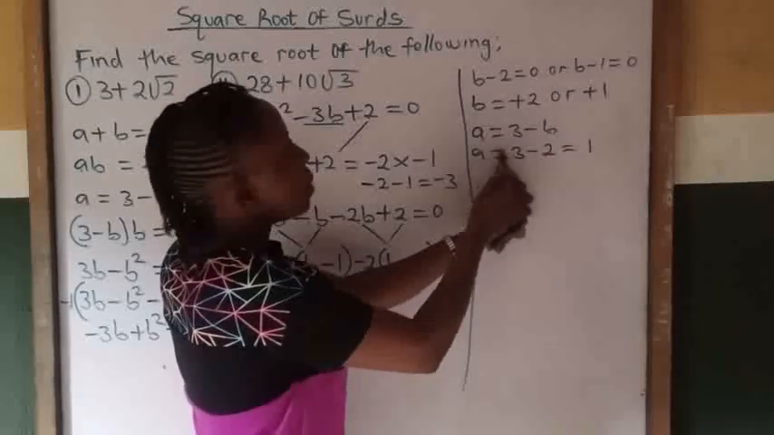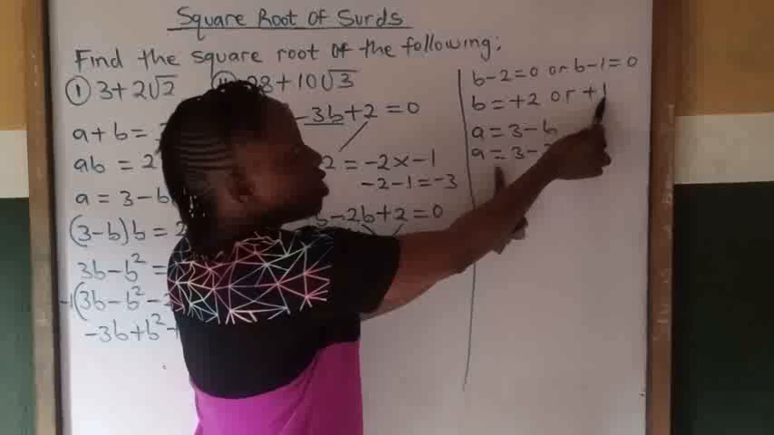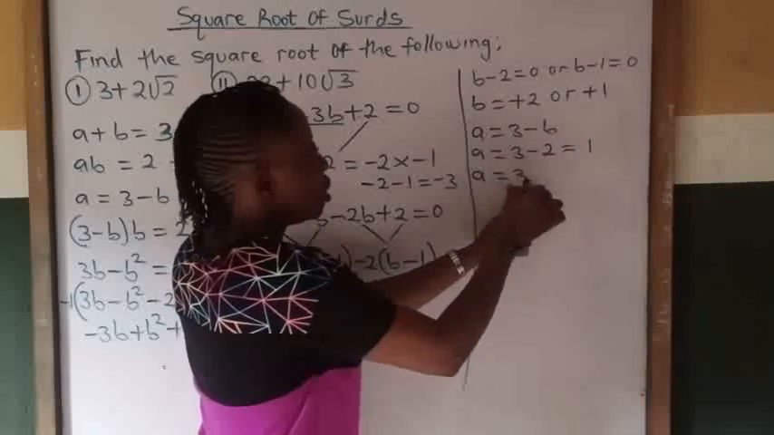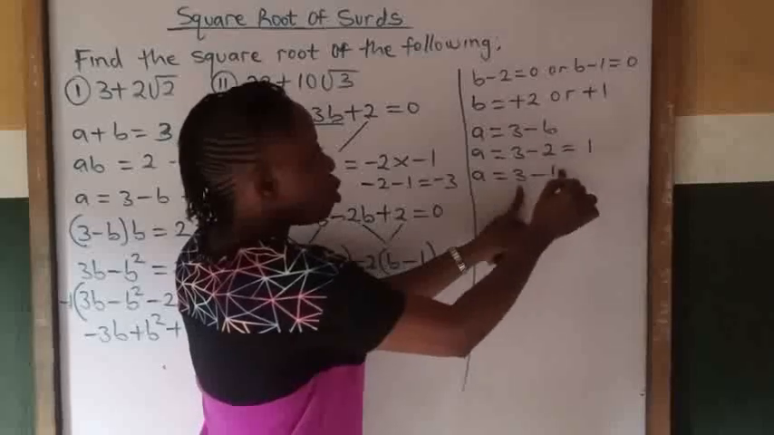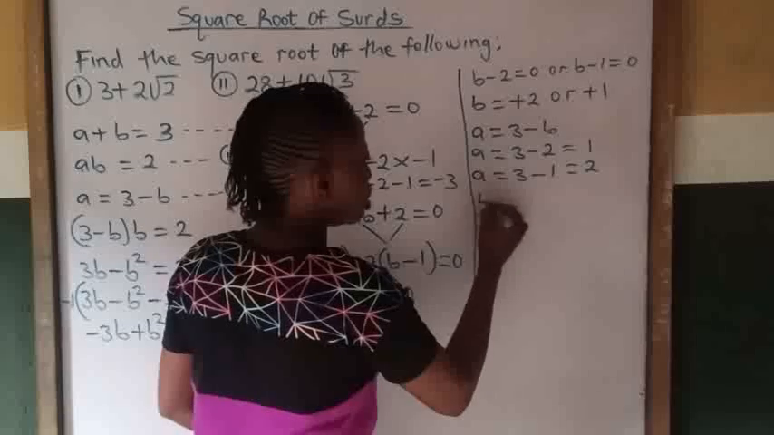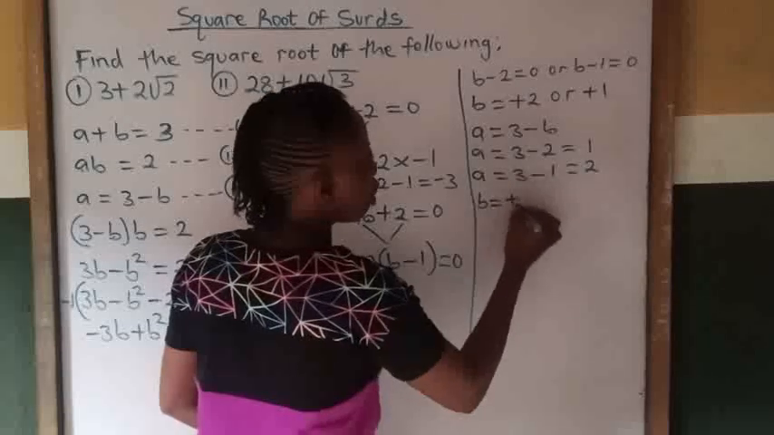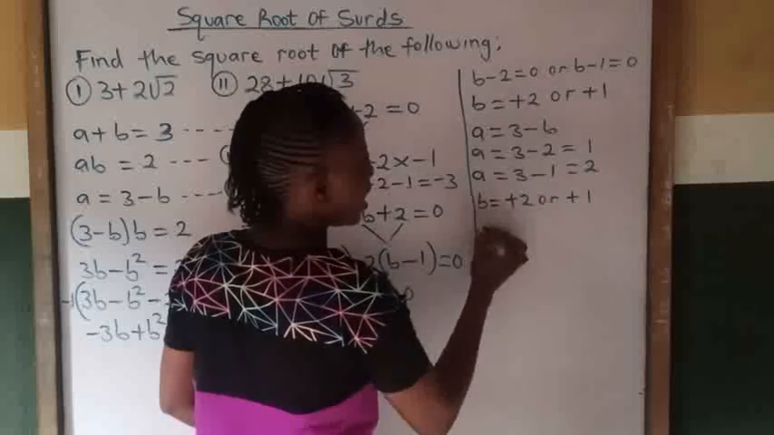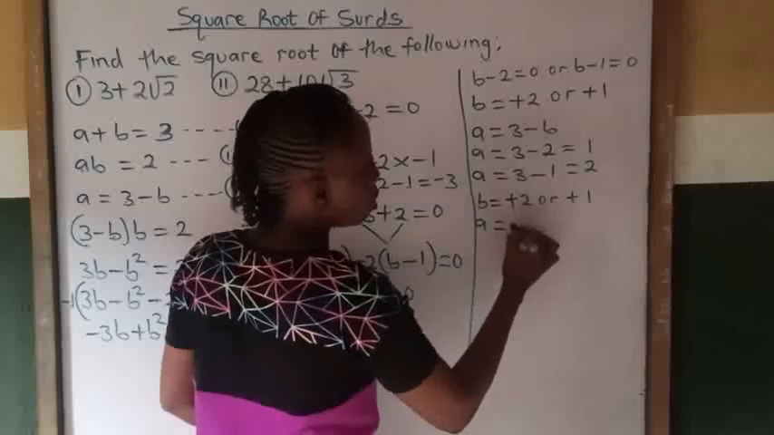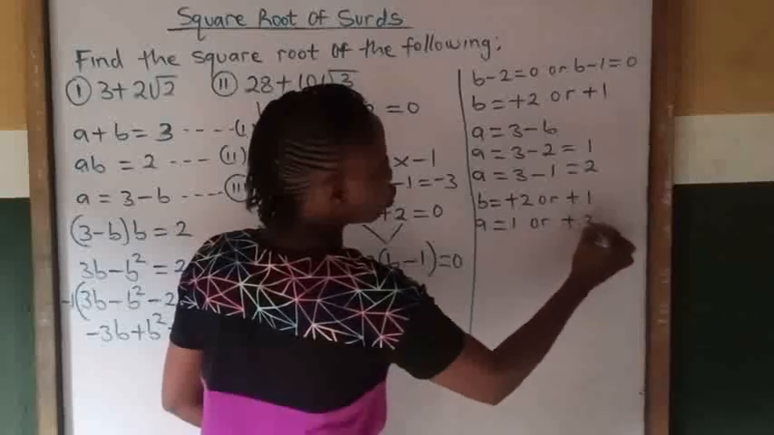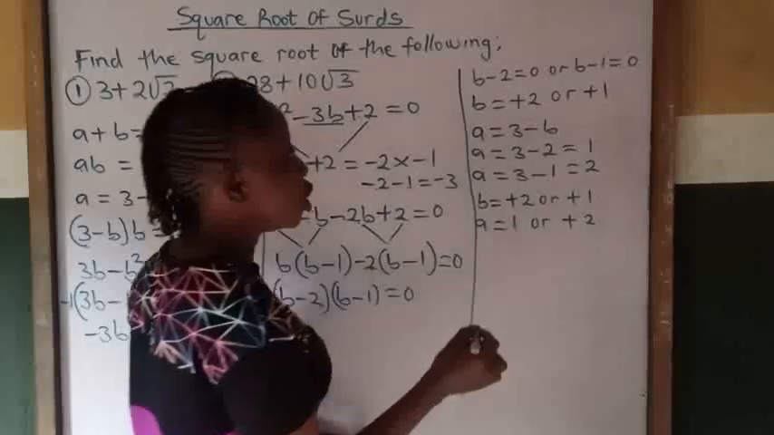Then when the value of b equals 1, what will be the value of a? A will be equal to 3 minus, so what is my b now? 1, equals 2. So therefore, our b equals plus 2 or plus 1, then a equals 1 or plus 2. Plus 1 or plus 2.